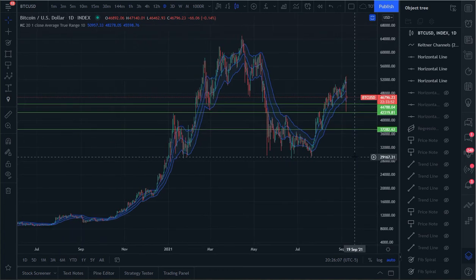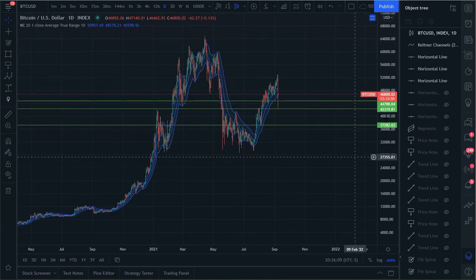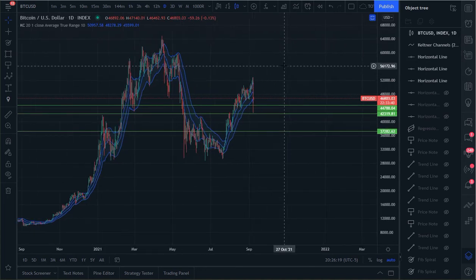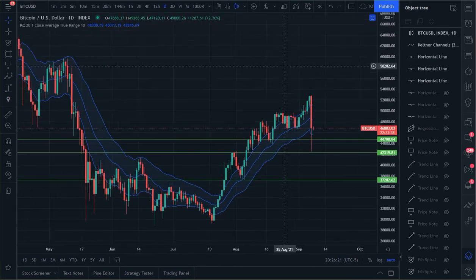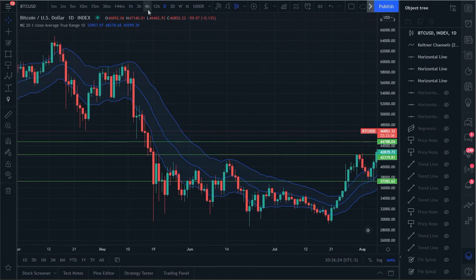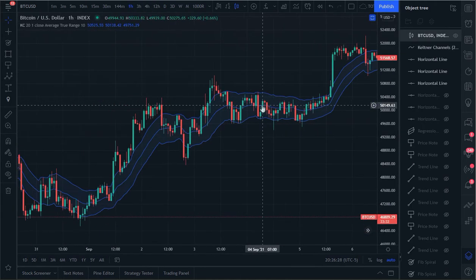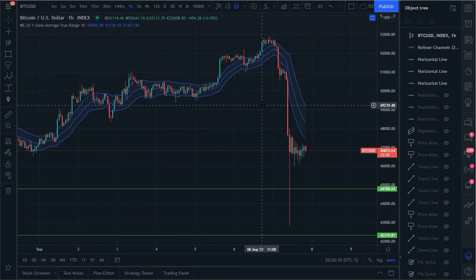I don't know how you follow that. Do you recommend a time frame to use the Keltner Channel? Daily. Always daily, because look at how glitchy it could become on the hourly time frame.